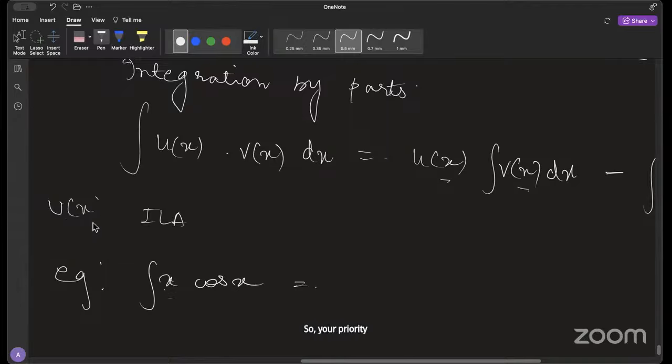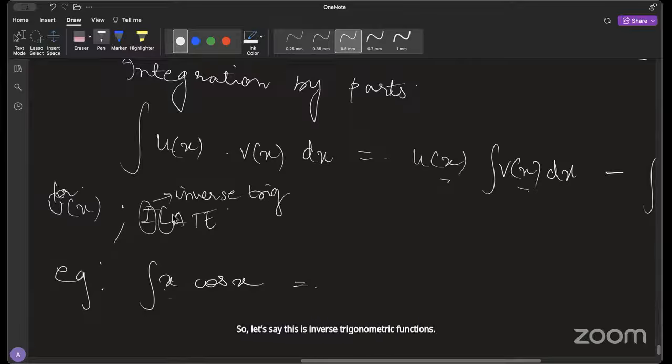Your priority for ux should be determined by this ILATE rule, which is, first choose the inverse. If there is an inverse trigonometric function, choose that to be ux. So let's say I is for inverse trigonometric functions, L is for logarithmic functions, A is for algebraic functions, T is for trigonometric functions, and E is for exponential functions, e to the power x, a to the power x, all of those. That means, let's say you have a to the power x and cos x. Then which one should I choose as the u function? This one.